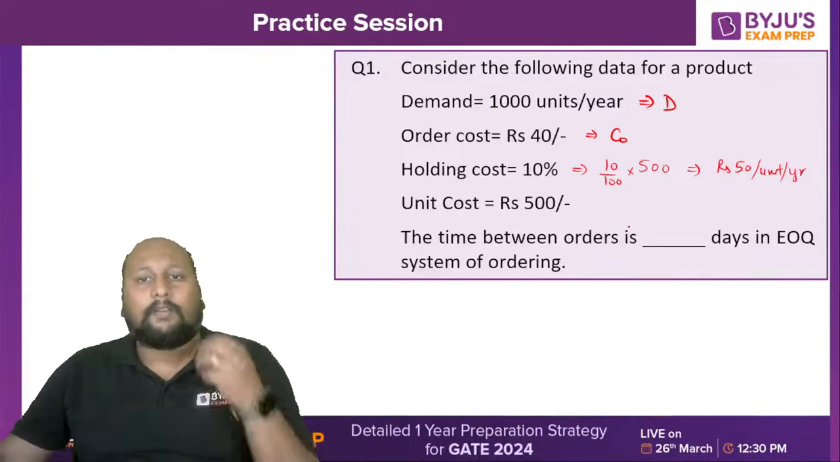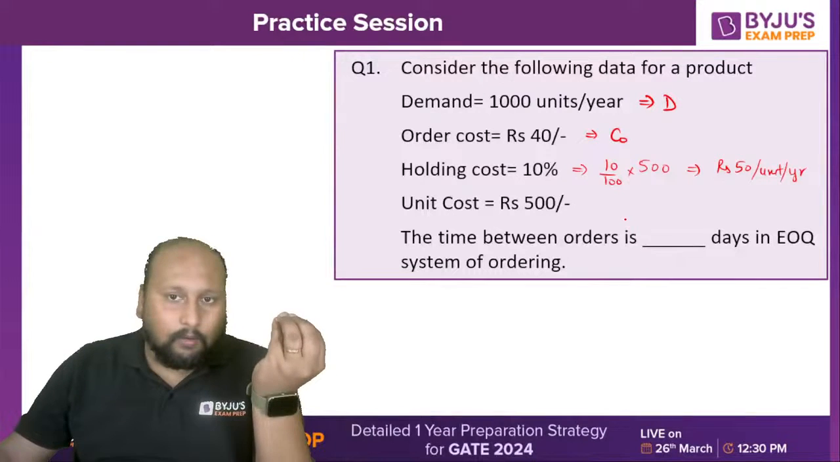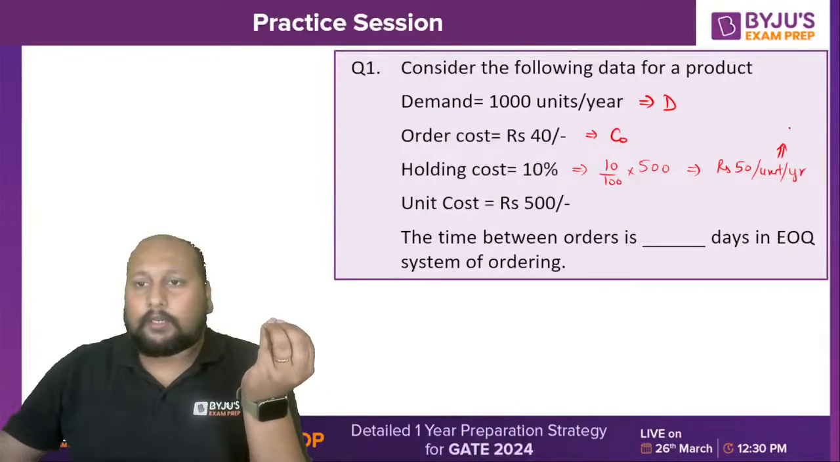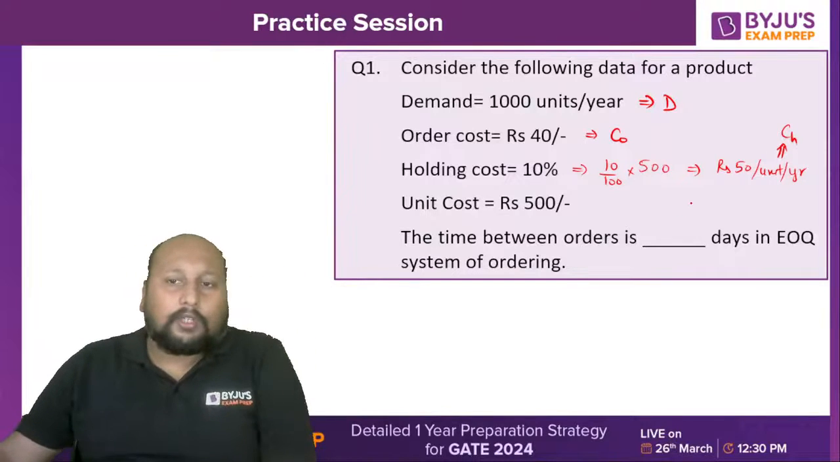So now we got the value of capital D, we got the value of CO, we got the value of CH. This is your CH, right? So we can calculate the value of Q star.